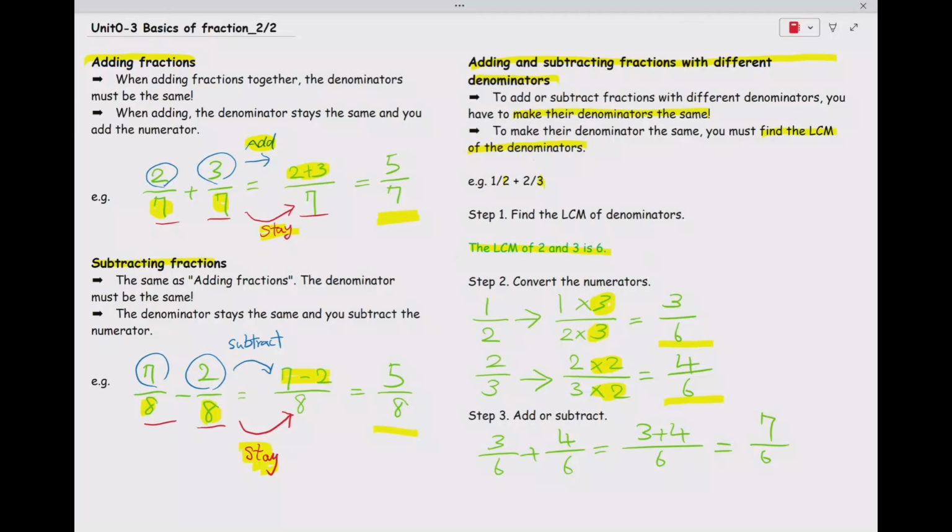Step 3. Add or subtract fractions as normal. Notice now that both fractions have the same denominator, they can now be added together. So, for 3/6 plus 4/6, the denominator stays the same, and the numerator needs to be added, so you get 3 plus 4 over 6. The answer is 7/6.